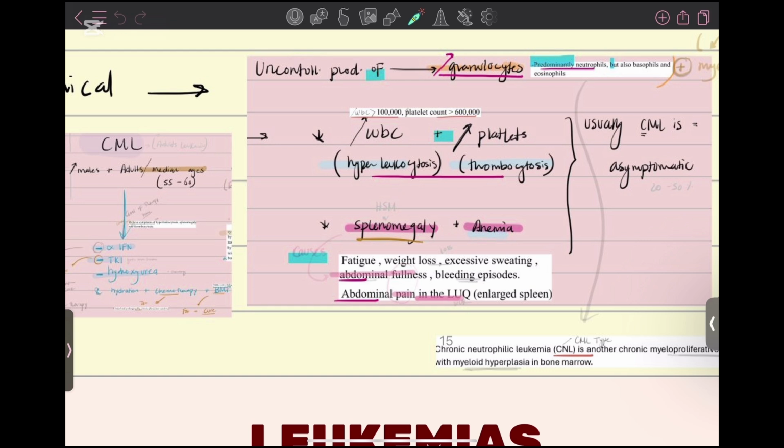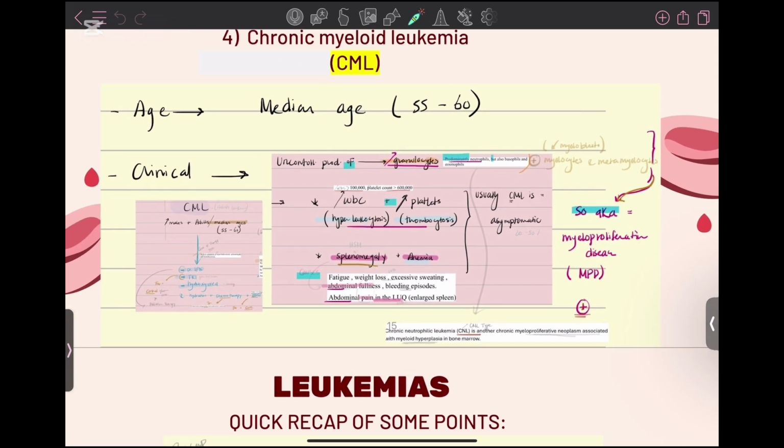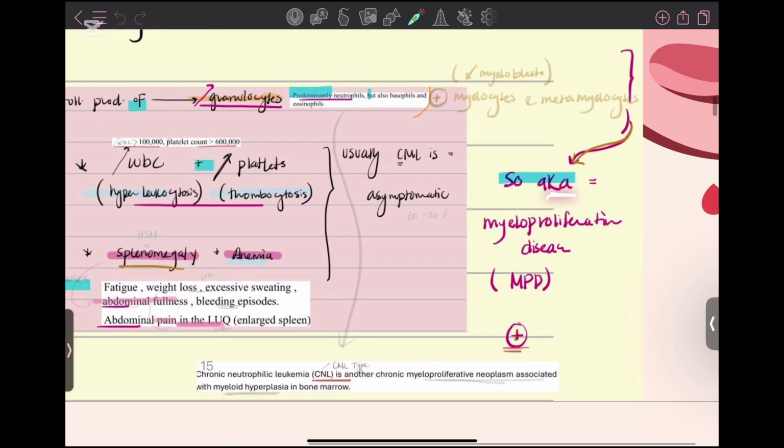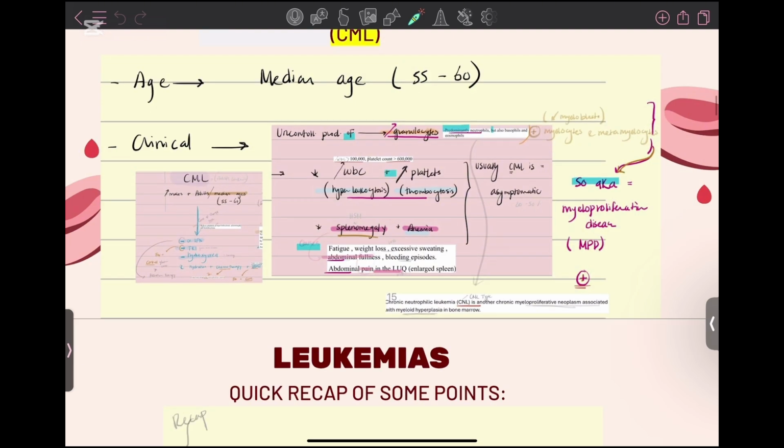Abdominal fullness and abdominal pain, specifically in the left upper quadrant, okay? This is the location of the spleen, so you're going to have an enlarged spleen in this area. Now because we said we have uncontrolled production of granulocytes, specifically the neutrophils, this condition is also known as a myeloproliferative disease. How do you remember? Everything proliferates, one over the other.